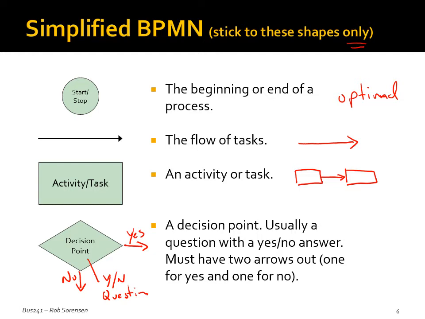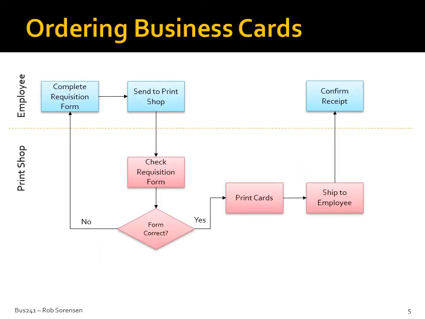So we want to have a clear path in. So maybe we came in over here from another task, and now we make a decision, and depending on that, we head off in one of two directions. All right, so that's what we're trying to do. Those few shapes will get us a long way, right? So here's an example I put together showing the process of ordering business cards.